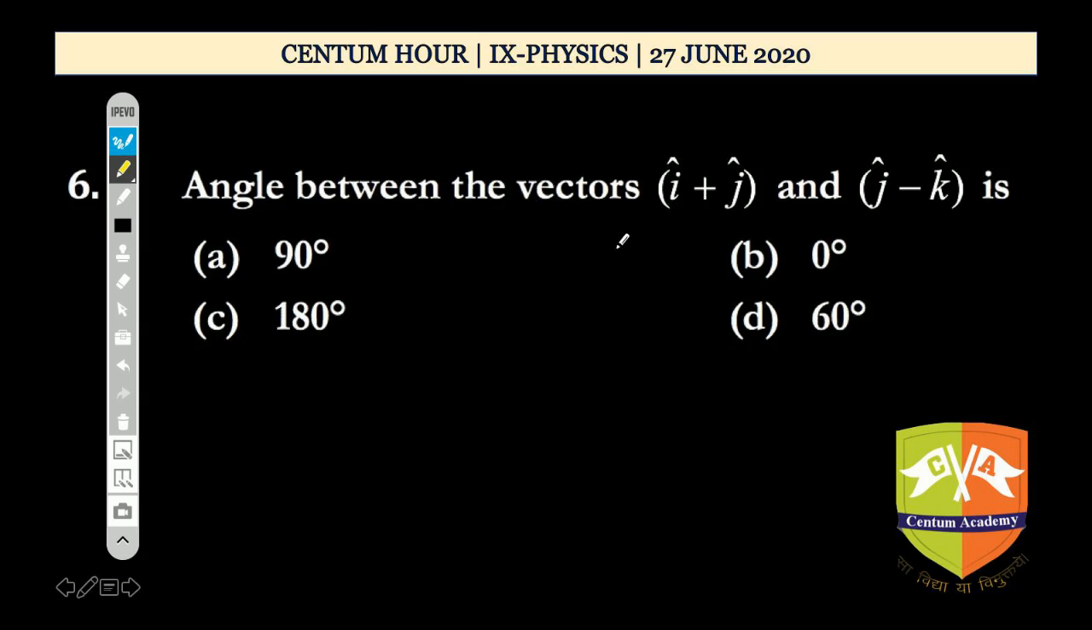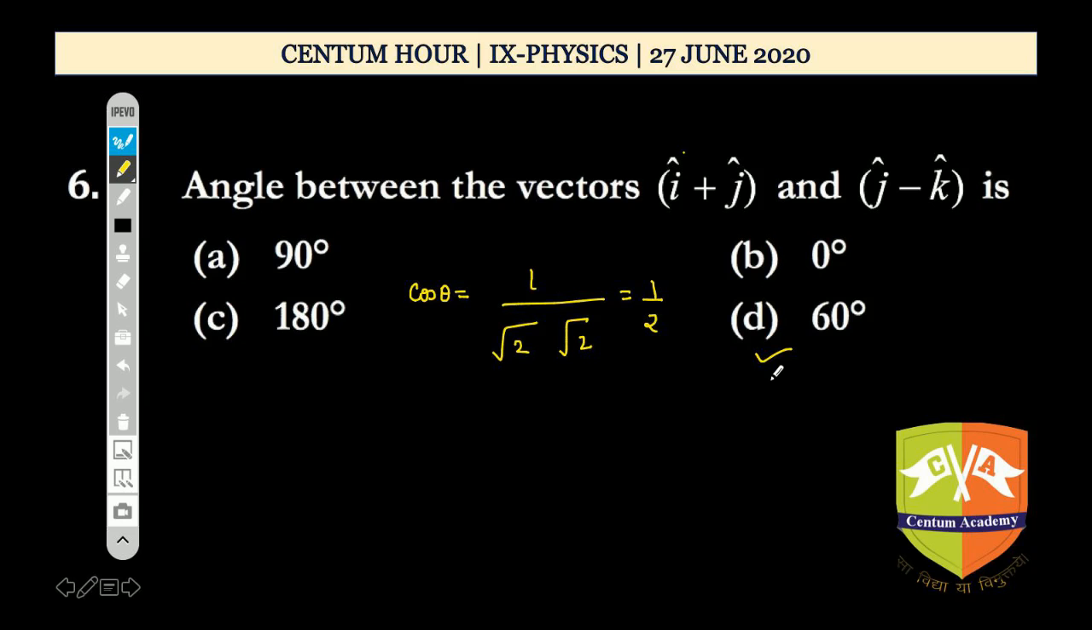The angle between the vectors, by the formula, is cos theta equal to the dot product divided by the individual magnitudes. Dot product: i into i, nothing. j into j, 1. 0 into k, nothing. Magnitude: square root of 1 plus 1, square root of 1 plus 1. The whole answer is 1 by 2. Cos theta is 1 by 2, at 60 degrees. I told you, don't hurry. Solve it, you will feel good. Those who have solved, I can say that they really felt good.